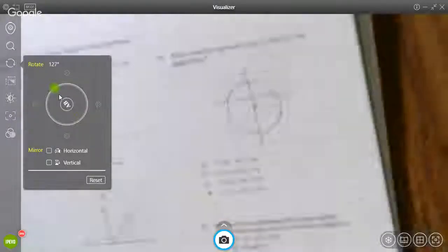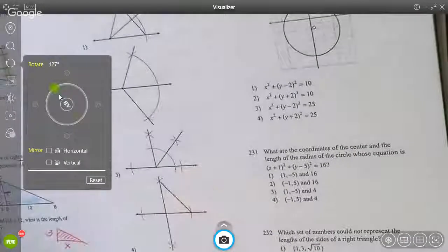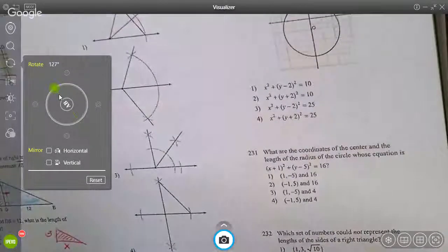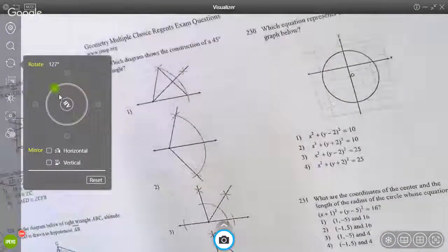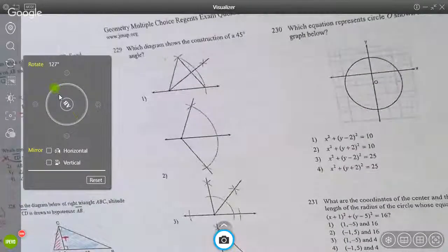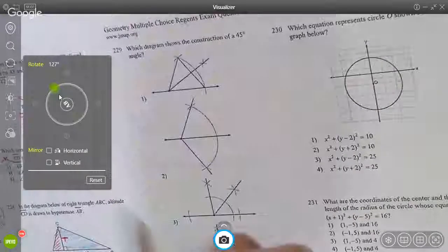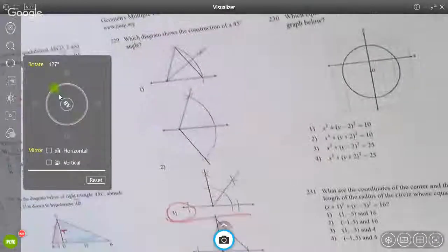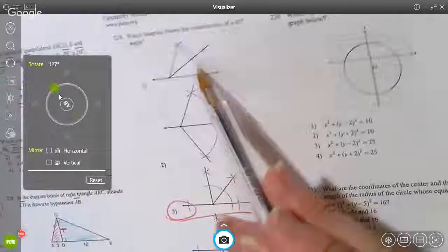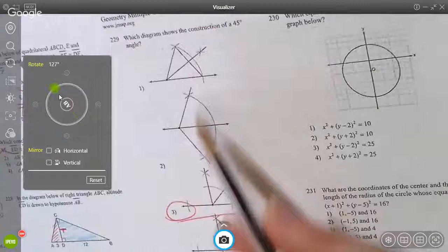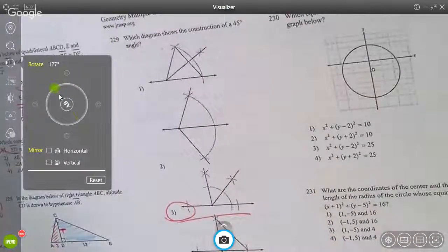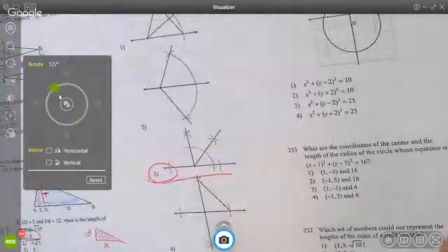We're on question 229, on page 44. It says, which diagram shows the construction of a 45-degree angle? I have a guess, but let me double check to make sure I'm right. I would say 3. It is 3. None of these, this looks like an equilateral triangle with a median. This one, it looks like they copied the angle. This is the one that's got the 45-degree angle.